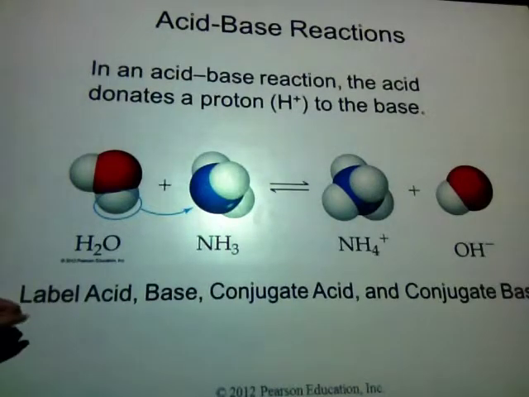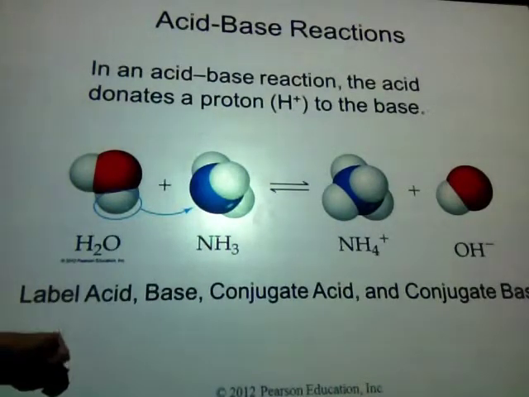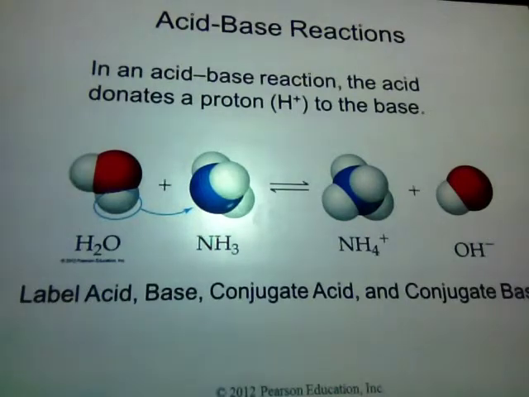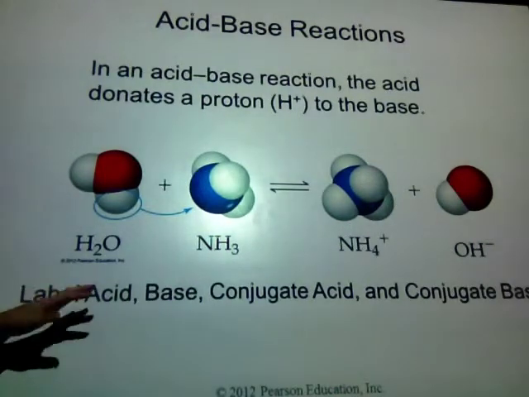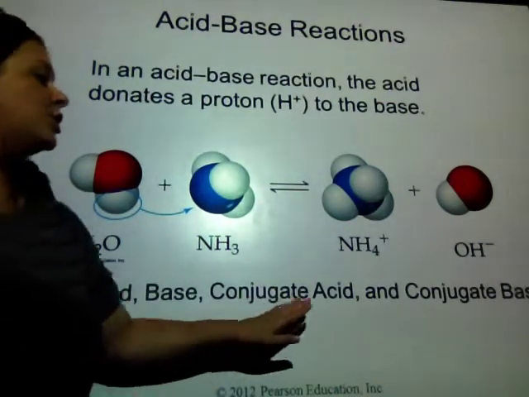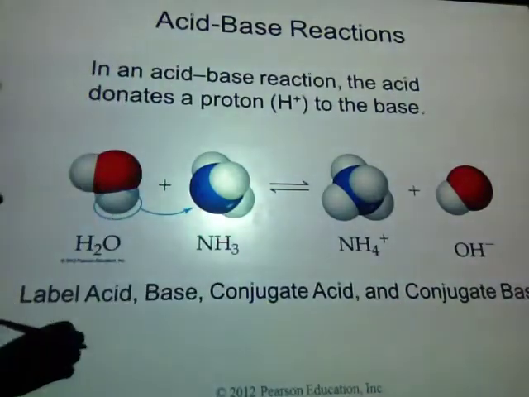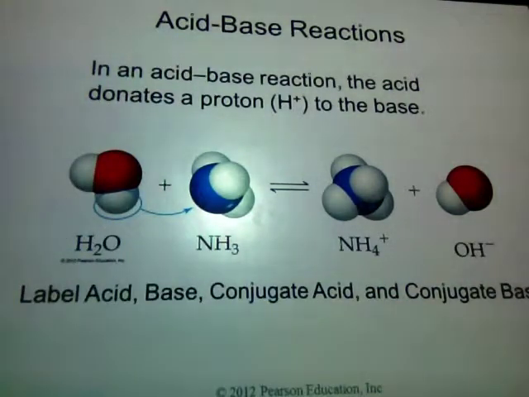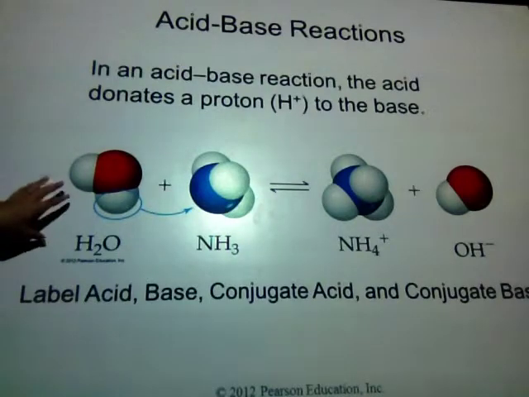Okay, so let's make sure that we're able to label, if we were given some type of reaction like this, make sure that you're able to label acid-base, conjugate acid, and conjugate base. If you want more examples with these, I think there are a few in your homework, but if you want more examples, email me, post on the blog, let me know, and I'll put up some more examples for you so that we can have more practice.